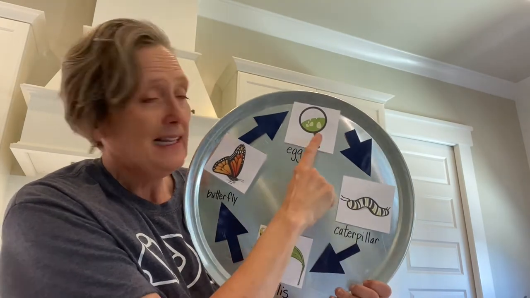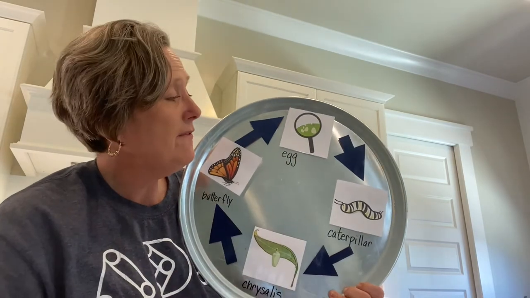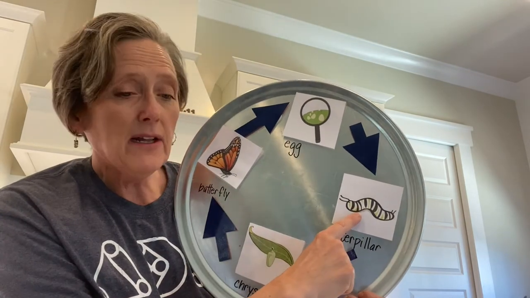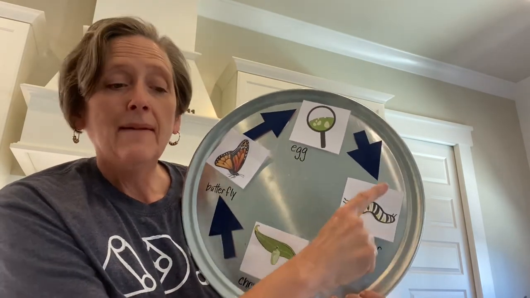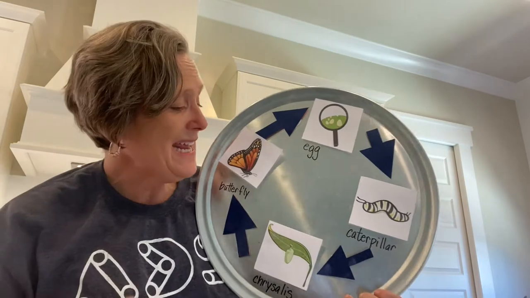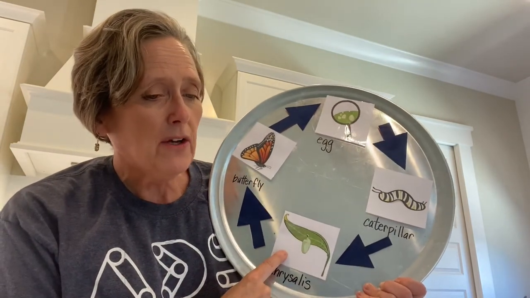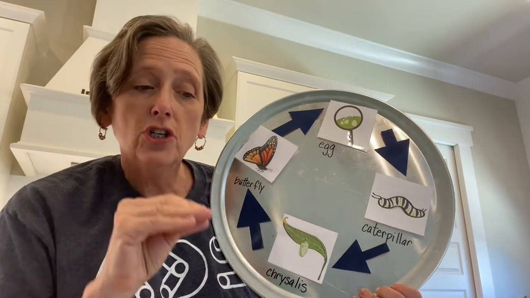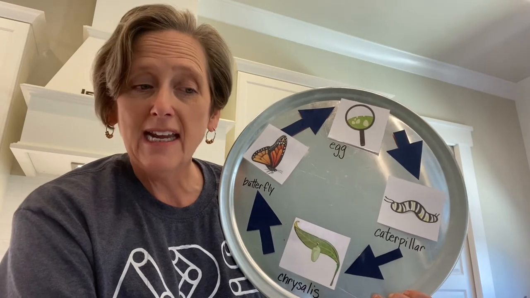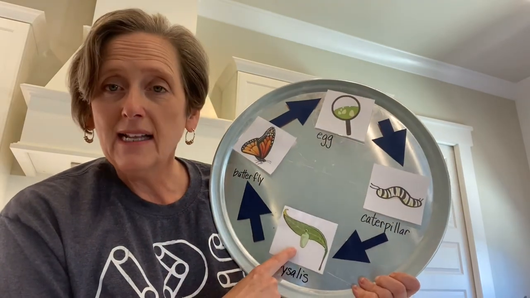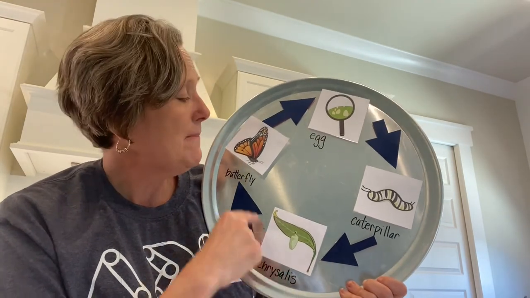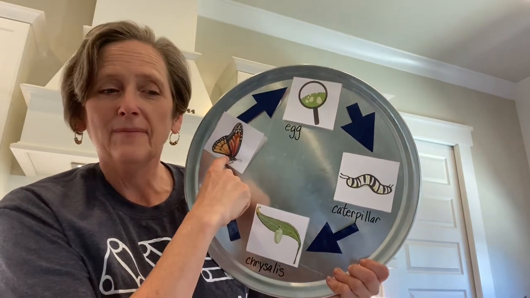A butterfly lays an egg, lays an egg, lays an egg. A butterfly lays an egg as part of its life cycle. A caterpillar hatches from the egg, hatches from the egg, hatches from the egg. A caterpillar hatches from the egg in search of food to eat. A caterpillar chews on leaves, chews on leaves, chews on leaves. A caterpillar chews on leaves to get some energy. Now he rests in a chrysalis, a chrysalis. Now he rests in a chrysalis and he becomes a butterfly.